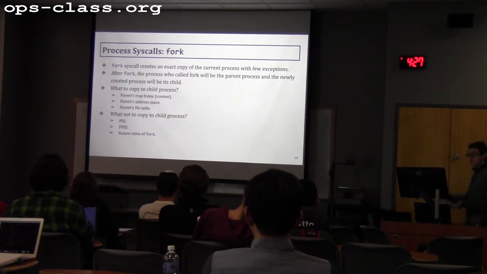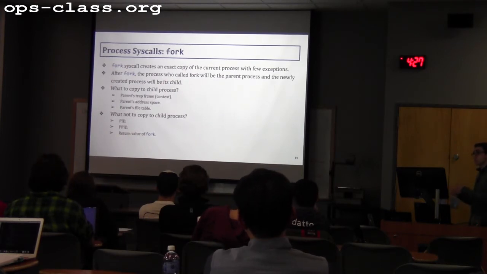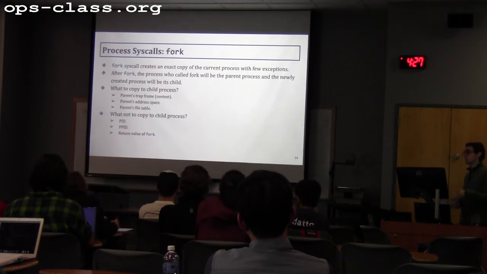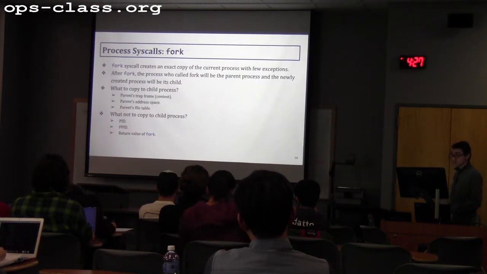So for example, fork does need the trapframe, and we said that the trapframe is basically a structure of all the CPU's registers. In the trapframe is where we save the context of the user process before it gets trapped into the kernel. So you need to copy the trapframe, which is the context. You need to also copy the address space of the parent. You need to copy the parent's file table.